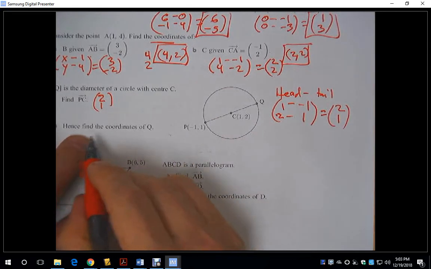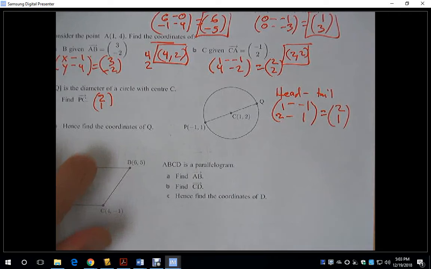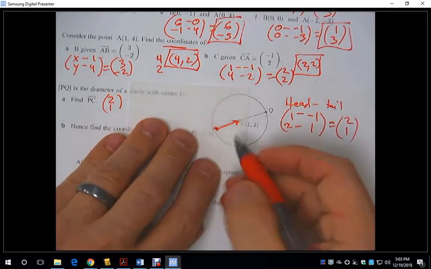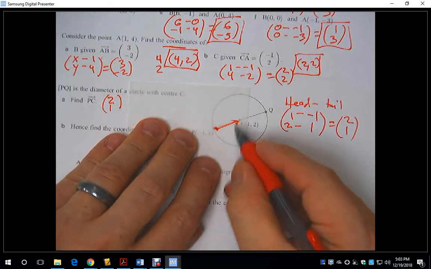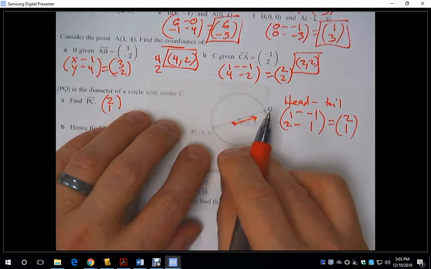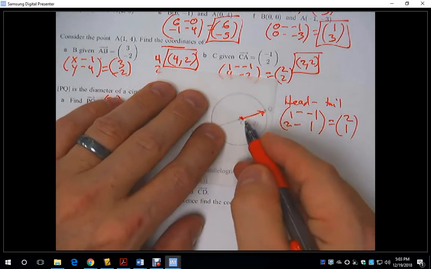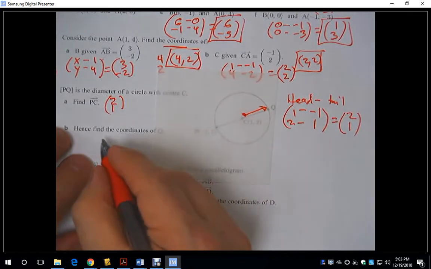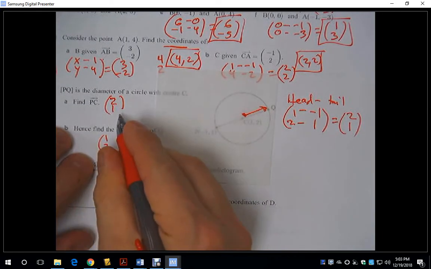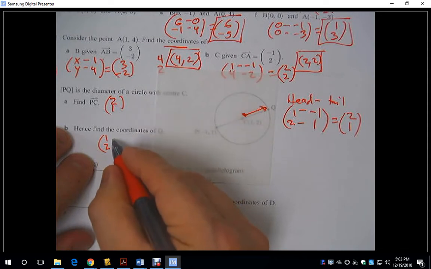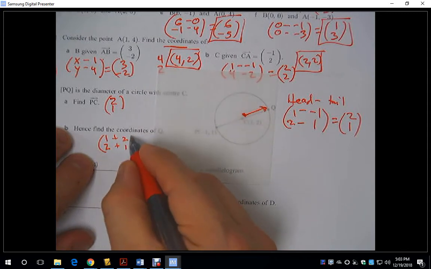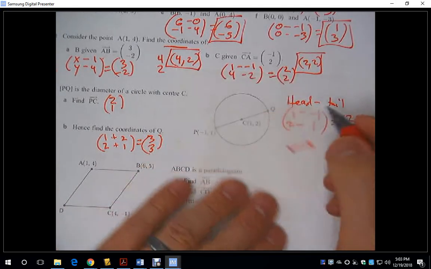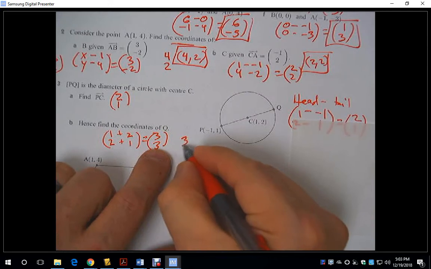And then it says, hence find the coordinates of Q. Well, if I already know that this vector here is 2 to the right and 1 up, then I can take this vector and move it to C and add it to this point. So I have point 1, 2, and I'm going to add it to our new vector here of 2, 1, so plus 2, 1, to get 3, 3. So this particular point right here, Q, has to be at coordinates 3, 3.